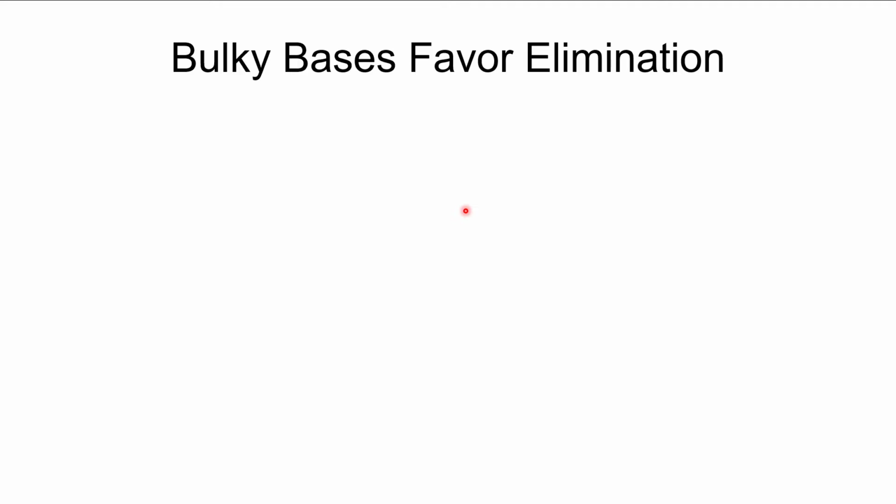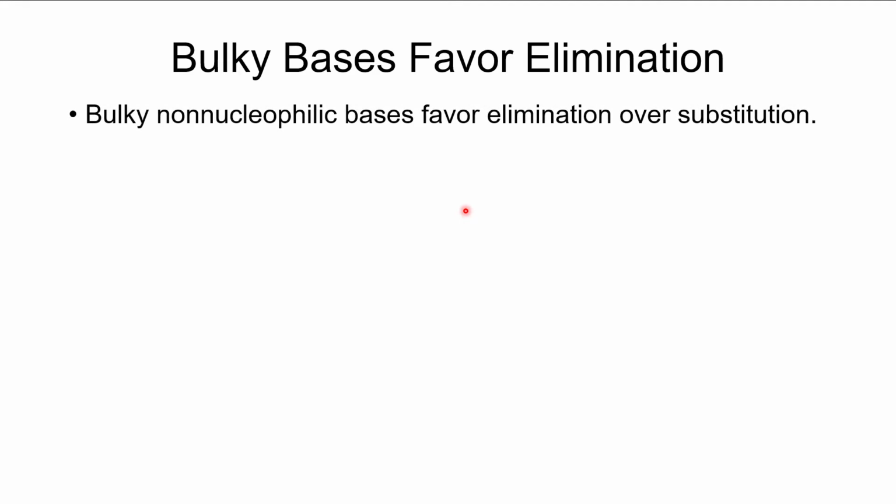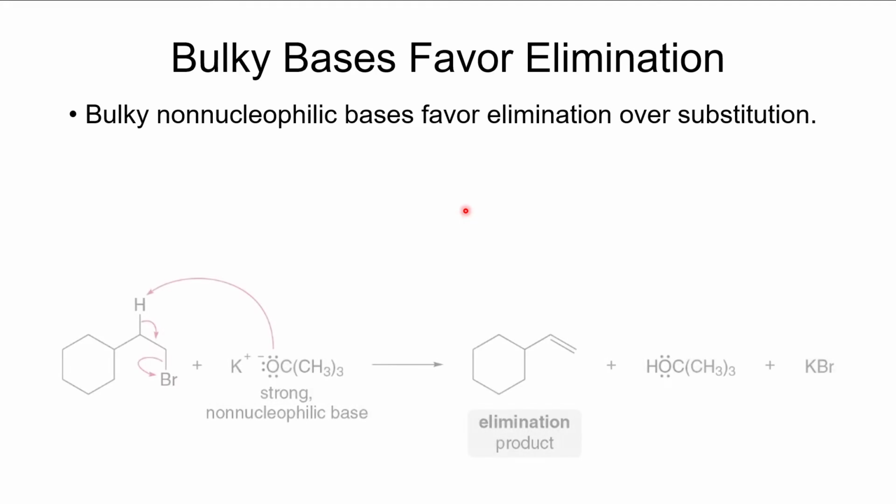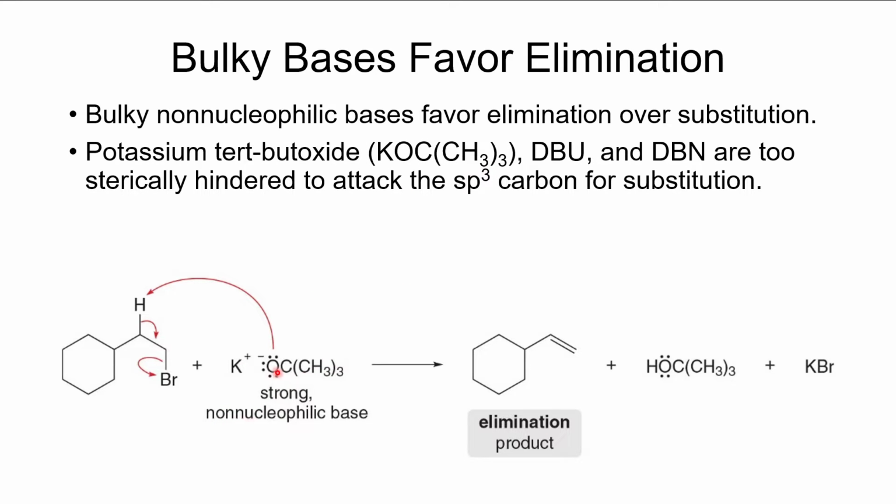If we have a bulky base, we'll find that the bulky bases tend to favor elimination. So bulky non-nucleophilic bases will favor the elimination over substitution. So if we were to do this reaction with something like hydroxide, that would be a strong base, but it's also a pretty good nucleophile. However, when we pick something like potassium tert-butoxide, it is a strong sterically hindered base, which makes it not nucleophilic. It doesn't act as a good nucleophile because of all the bulk around it.